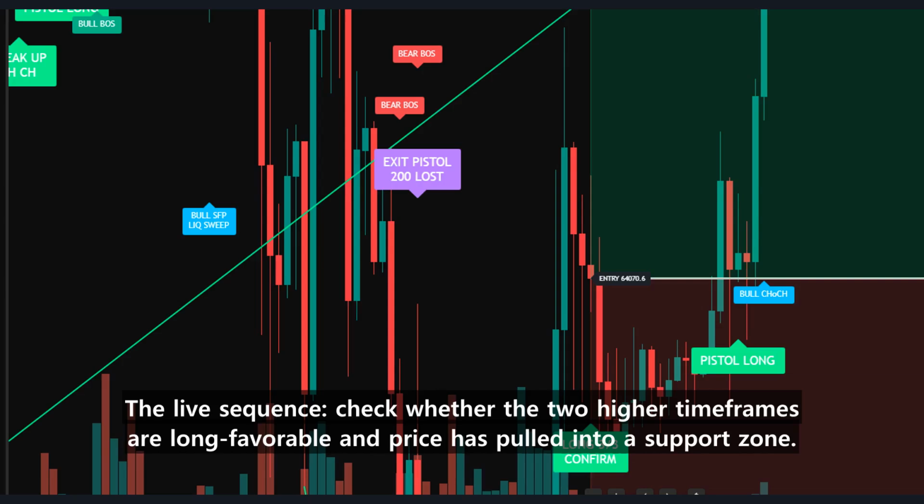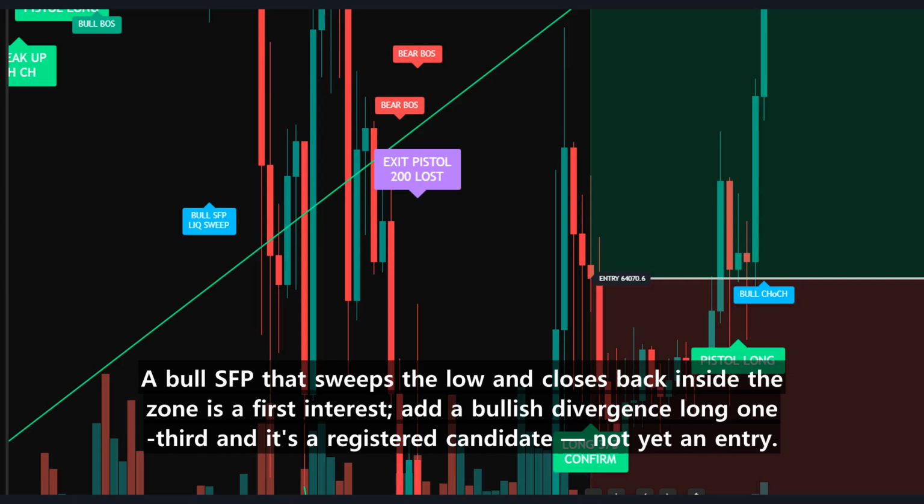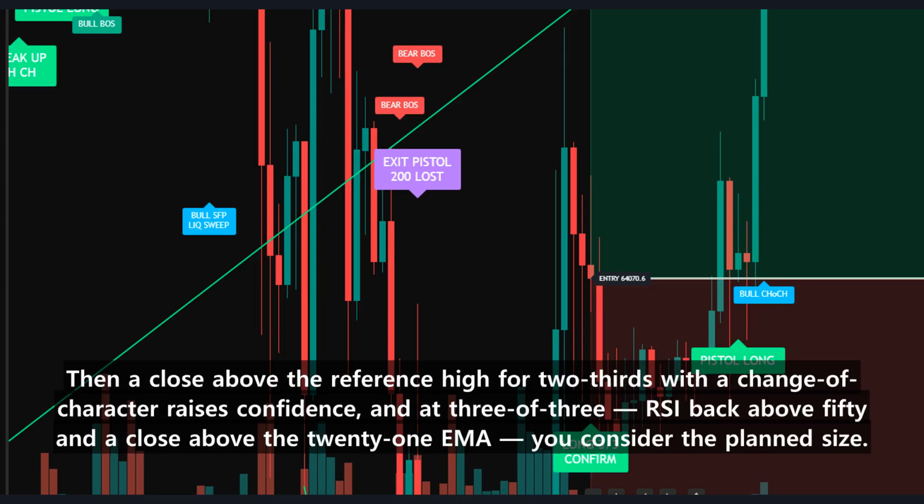The live sequence. Check whether the 2 higher time frames are long favorable, and price has pulled into a support zone. A bull SFP that sweeps the low and closes back inside the zone is a first interest. Add a bullish divergence long 1/3, and it's a registered candidate, not yet an entry. Then a close above the reference high for 2/3, with a change of character, raises confidence.